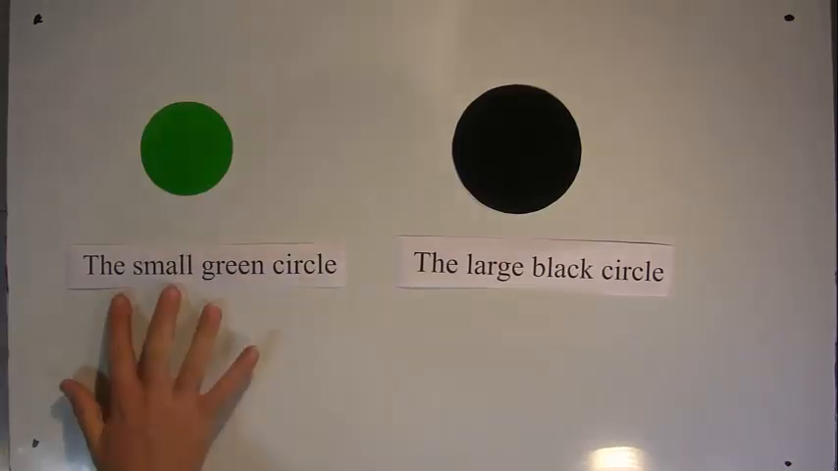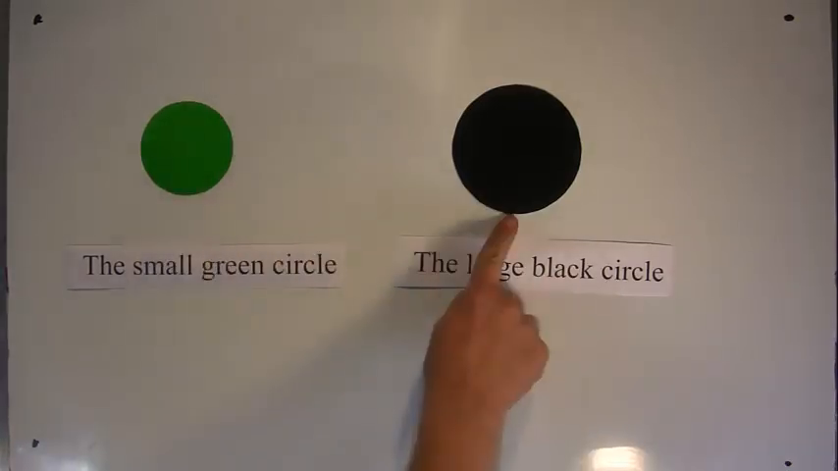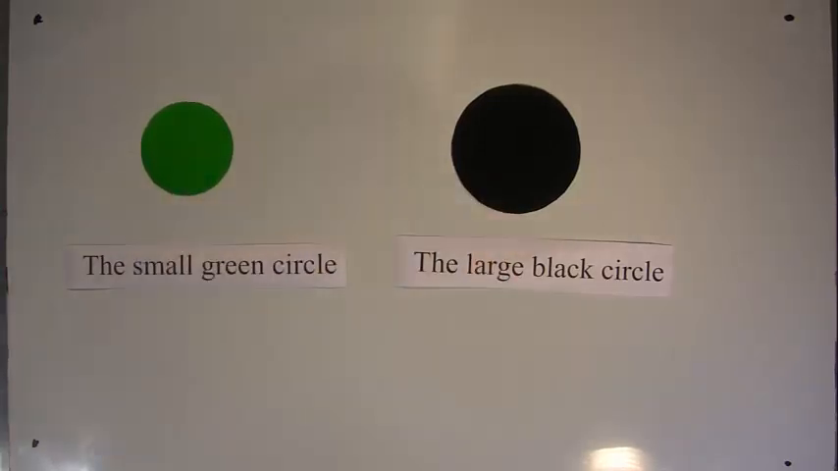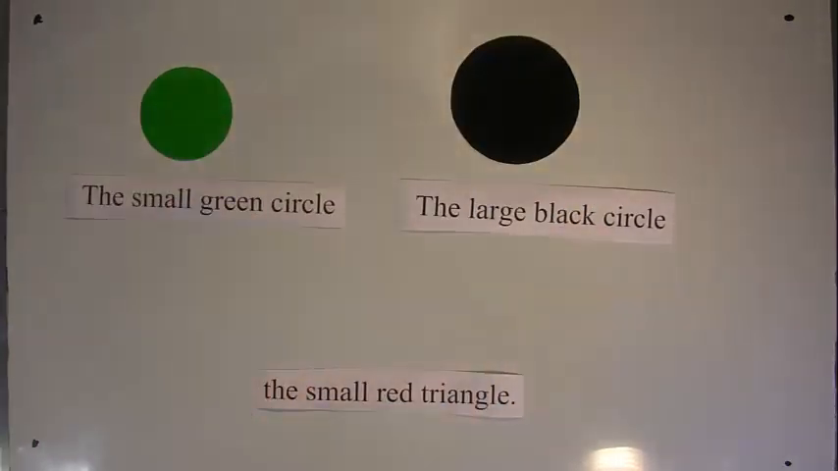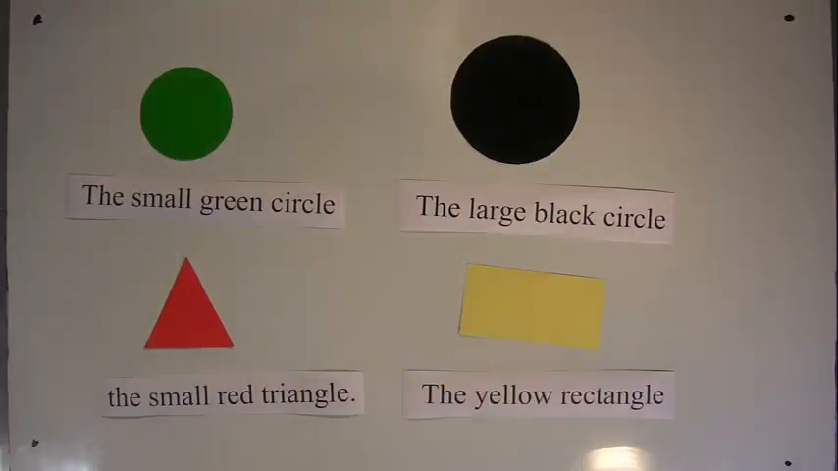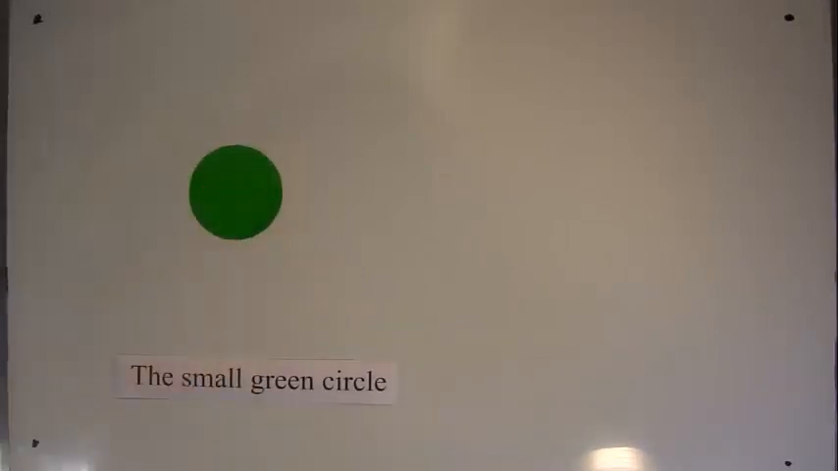This is the small green circle. This is the large black circle. Small, large. Green, black. Okay, let's start again with the small green circle. So here, the small green circle. Now we need a verb.